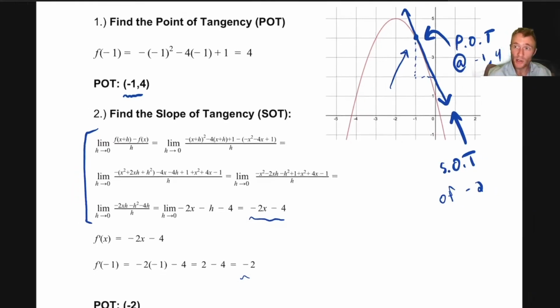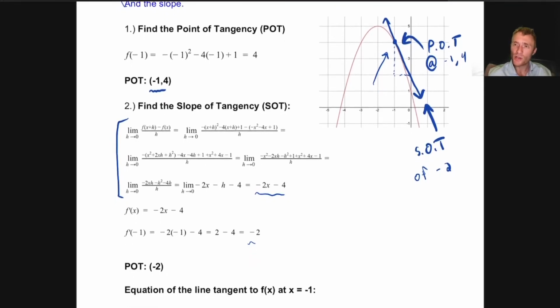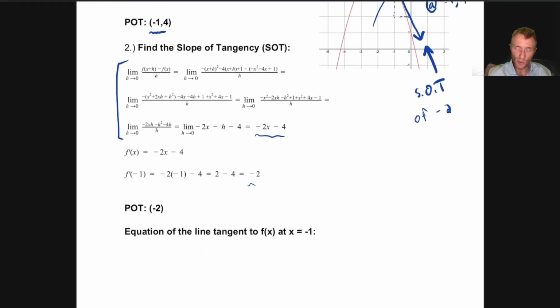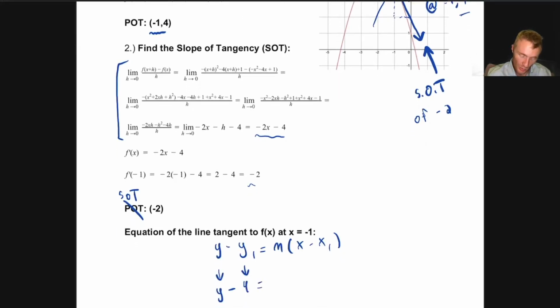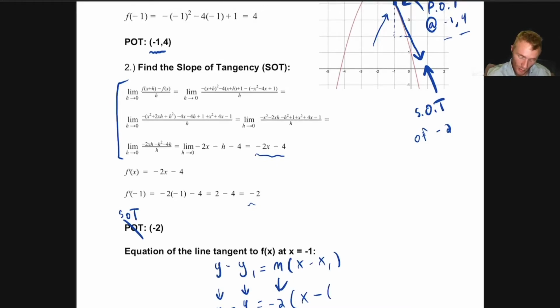And here's why point slope form is great. What's the equation of that blue line? Point slope form says y minus y1, this should say SOT. Y minus y1 equals the slope times x minus x1. I go caveman here. I don't need to think about anything. Do I know what these points are? Y is the variable y. Y1, what's y1? It's the y value of the point of tangency. It's 4. Y minus 4 equals, do I know the slope? Yep, just found that out. It's negative 2 times x minus x1, negative 1, x minus negative 1, or x plus 1, either way.